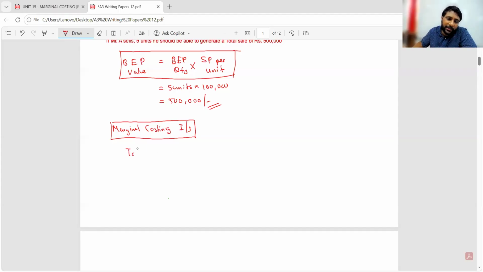We'll be taking the total sales. From the total sales, people, we will be deducting the total variable cost. Then you tell me what is this?